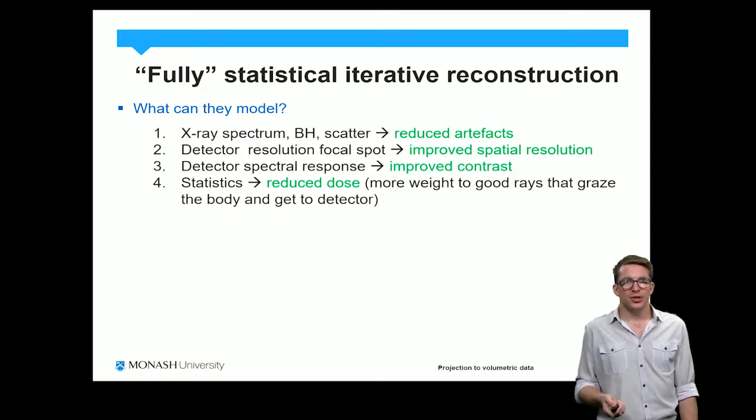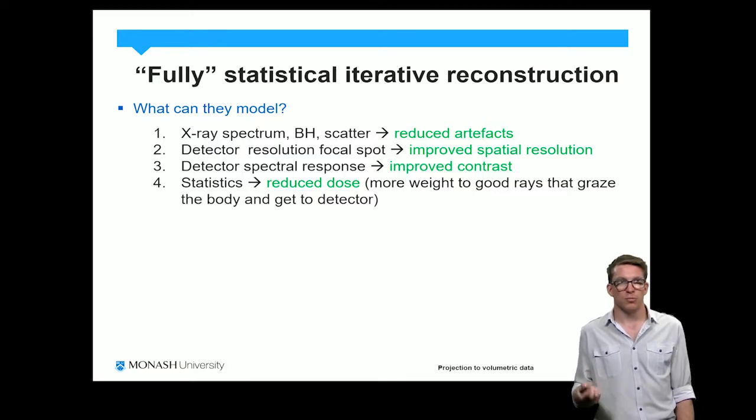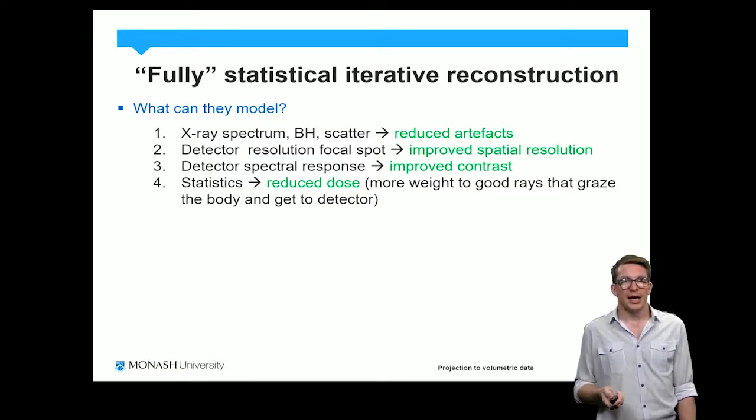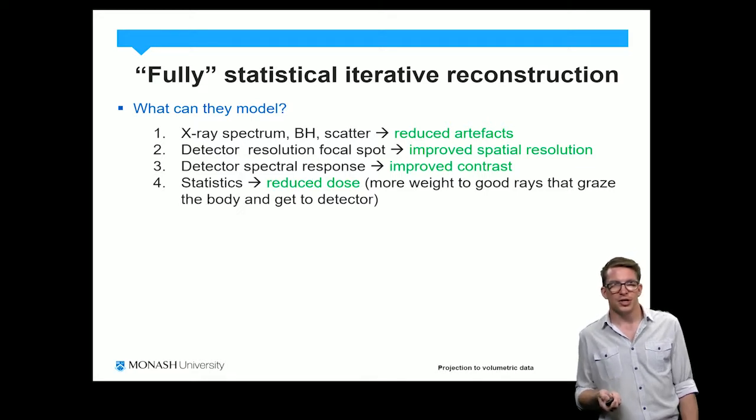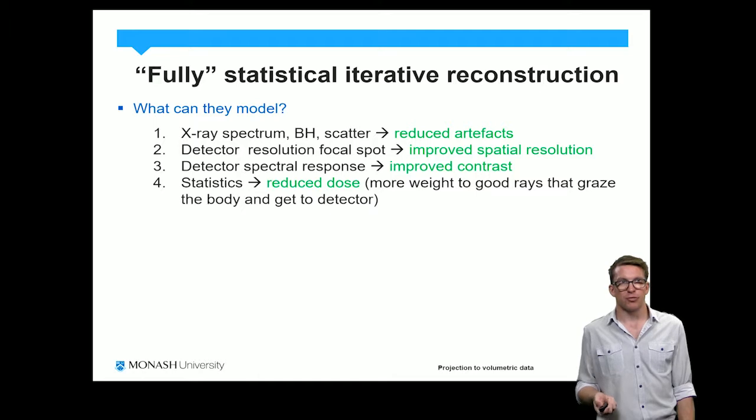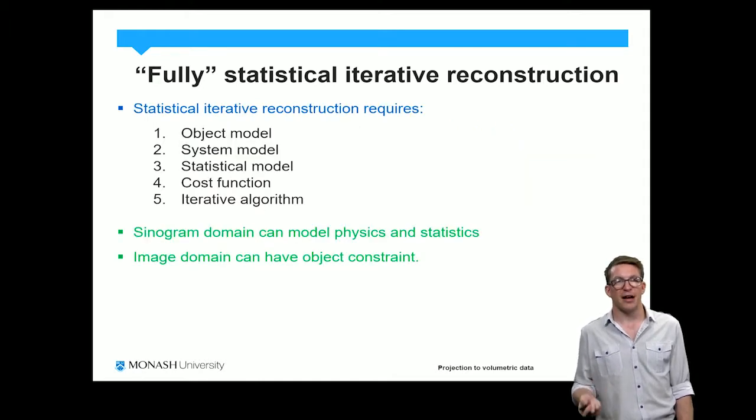Now, why do we do this? We do this because it allows us to do all of these improvements. So we can reduce the artifacts by correctly accounting for the X-ray spectrum. We can improve the spatial resolution by correctly accounting for the detector resolution and the focal spot. This is all modeling I'm talking about. We can improve the contrast in the image by including the spectral response of the detector in our model, and we can also improve the statistics, which gives us reduced dose. So by accounting for all of these, we can significantly improve the image over just doing an iterative algebraic reconstruction. Now, in order to do that, we need these 5 things.